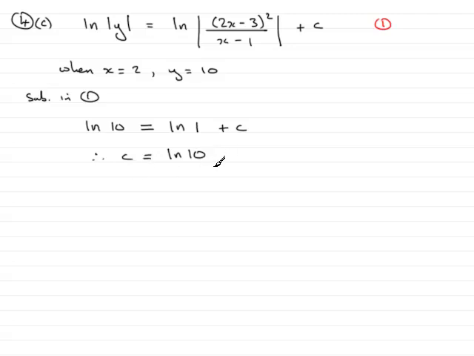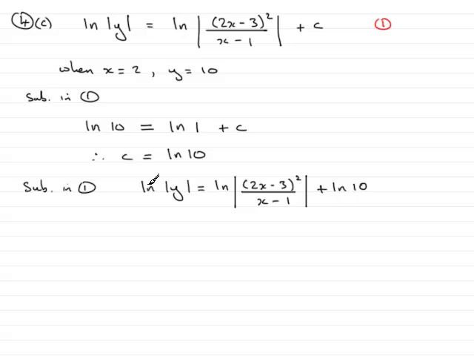So we've got natural log of 10 for c, and all we need to do is substitute that back up into number 1. So we sub back in 1, and we then have the natural log of the mod of y equals the natural log of the mod of (2x − 3)² over (x − 1), and then plus the natural log of 10.